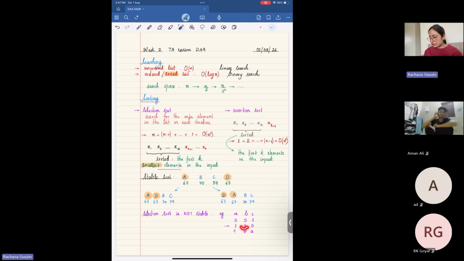Because in the second iteration, again, you go and find the minimum element. The minimum element will be 5, so you just swap it with itself, right? So B stays at the same position. And then in the third iteration, again, you find the minimum element, which is just one element, and swap it with itself. So the final list that you get is C, B, and A, right? So the ordering of A and B has changed in the output. That is why it is not stable.